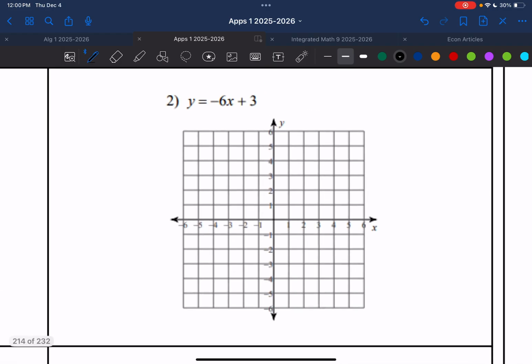In this one, we have a y-intercept of 3, slope of -6. So we're again going to go over 1 and down 6. So you should get something that looks like this. Connect the line between them.